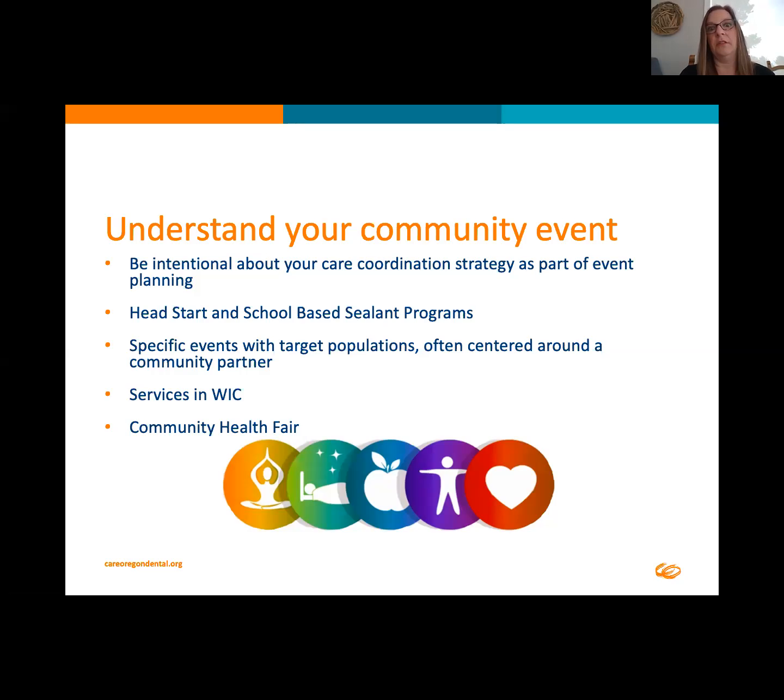So making sure you understand and have a good handle on what your event is may help you think through what sort of care coordination. I neglected to mention earlier, care coordination can be resource intensive, and so you have to balance out your event and how you leverage your community partnerships in order to support that function of your program.